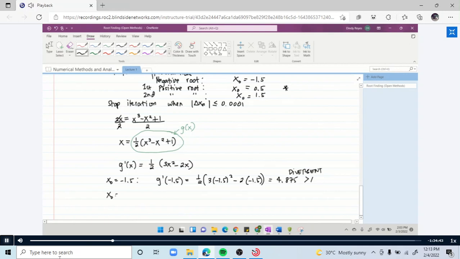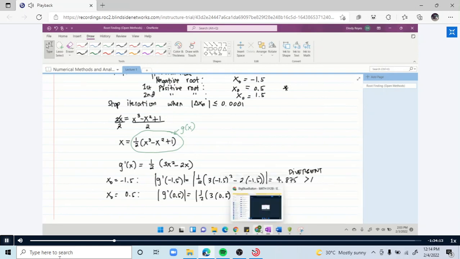Now, for the initial approximate for the first positive root, which is 0.5, what's the value of g prime? Absolute value pala to dapat. G prime of 0.5. So it's 1/2 of 3 times 0.5 squared minus 2 times 0.5. Use your calculators, please. Solve for this.